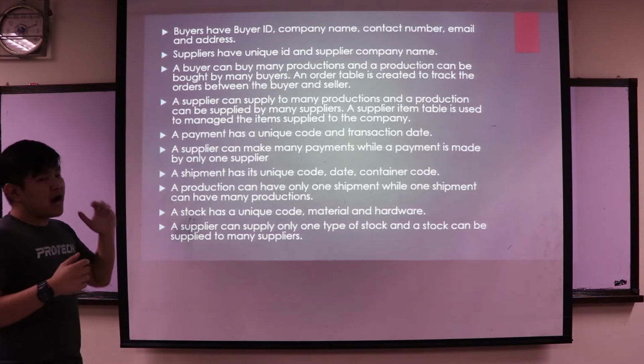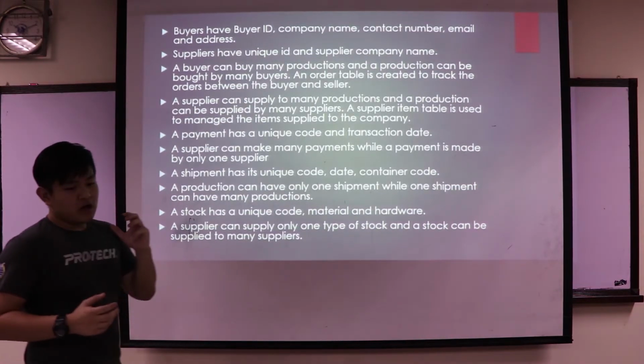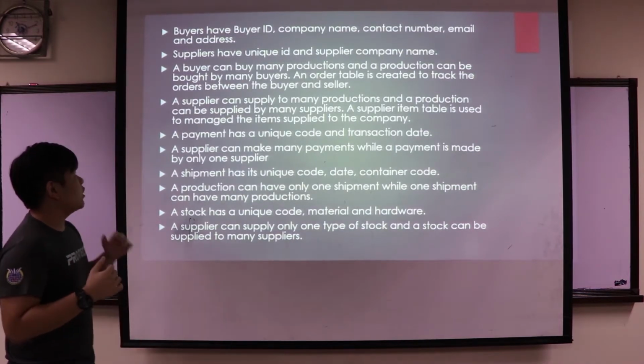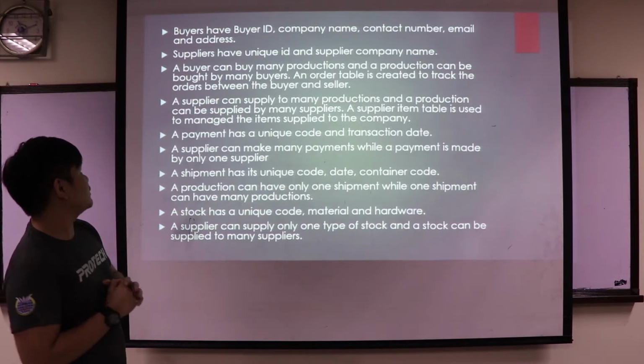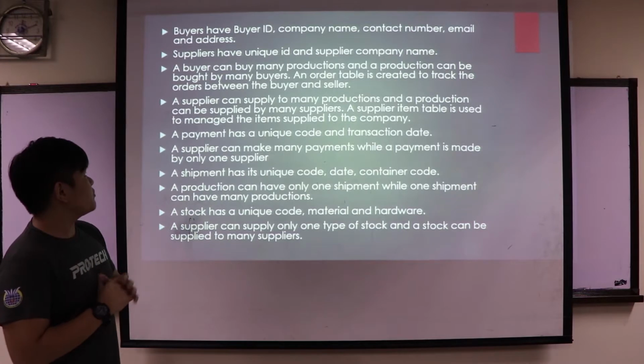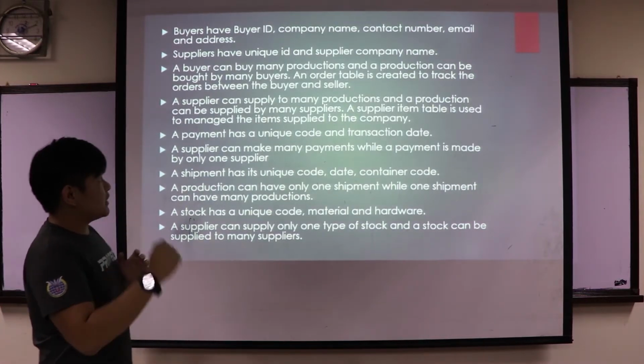A buyer can buy many products and a product can be bought by many buyers, and an orders table is created to track the orders between the buyers and sellers. Based on this question, we can know there's a relationship between the buyers and the production.